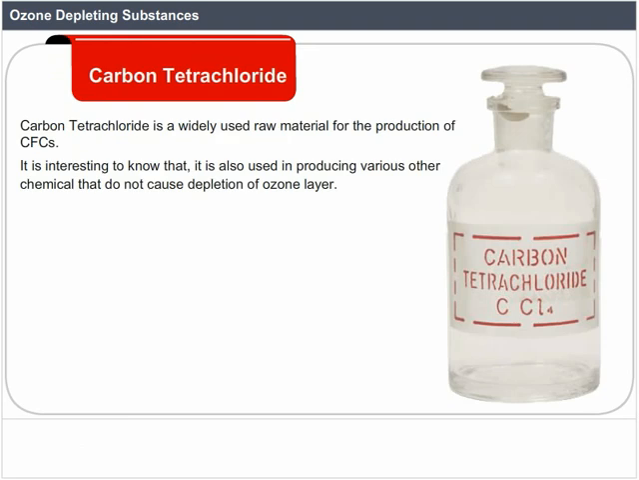Carbon tetrachloride is a widely used raw material for the production of CFCs. It is interesting to know that it is also used in producing various other chemicals that do not cause depletion of the ozone layer.